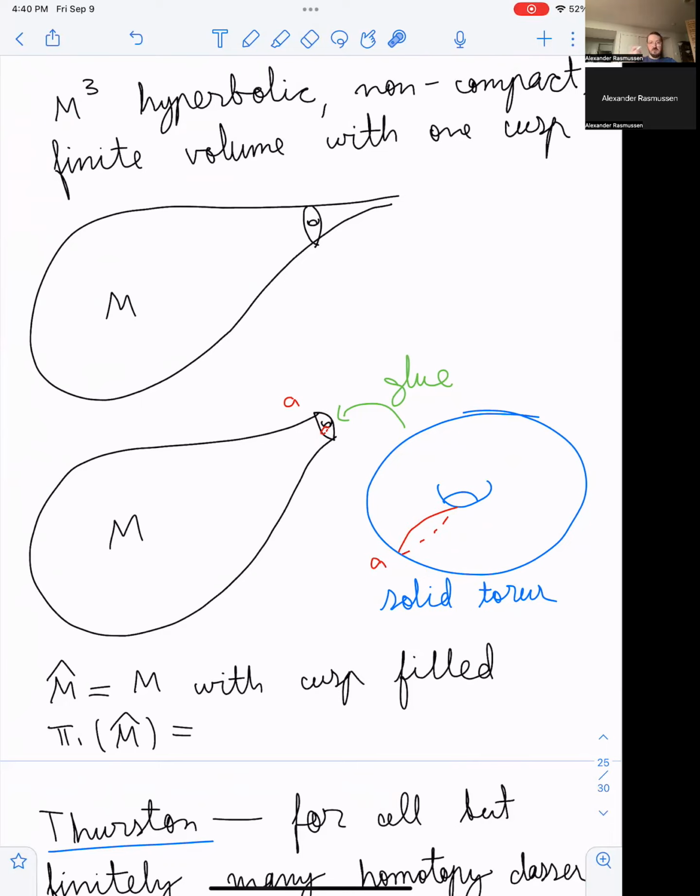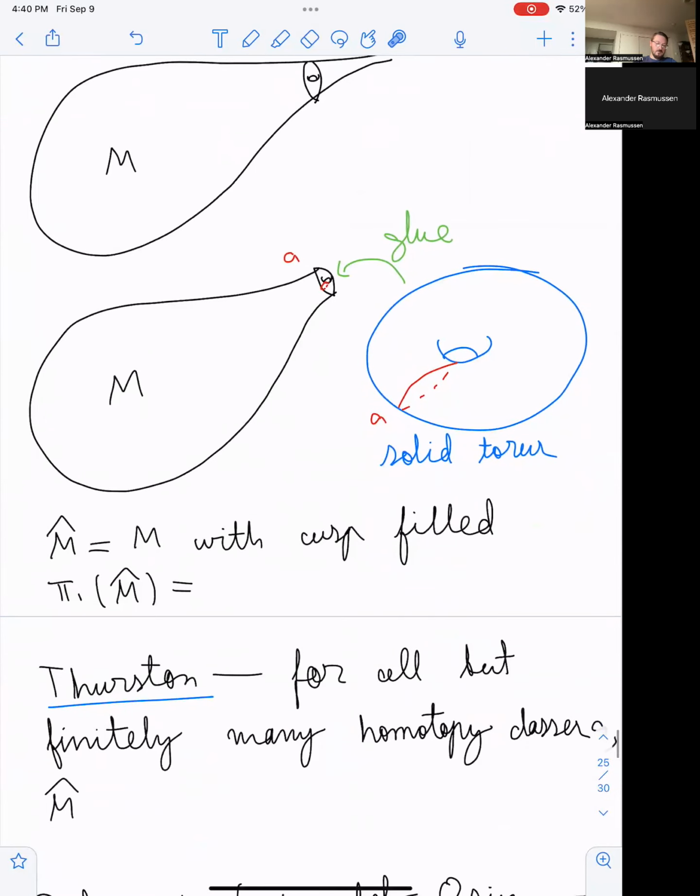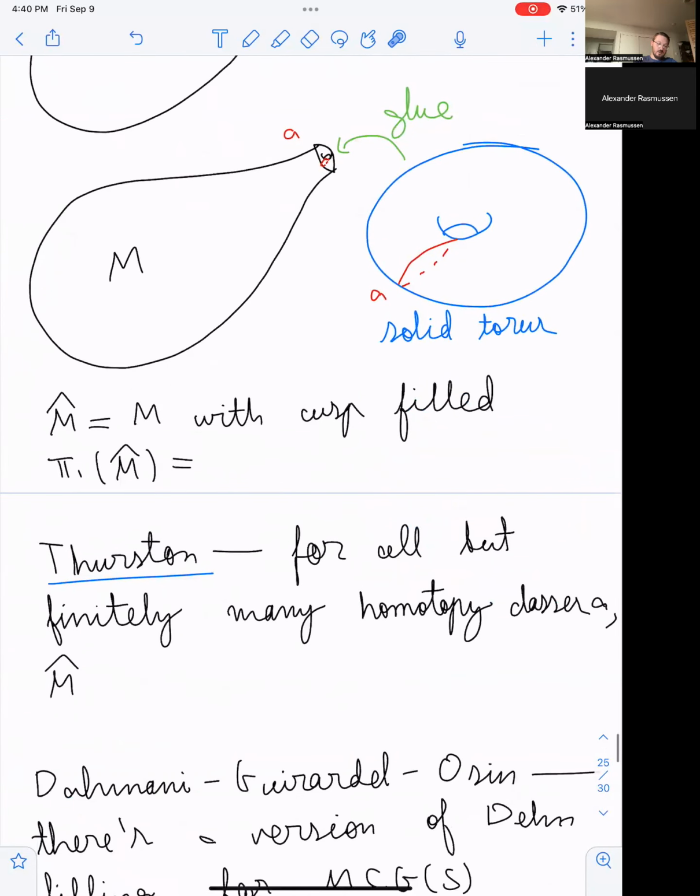And what's going on to the fundamental group algebraically? Well, we have this free homotopy class A, and when we glue on the solid torus, we're killing it off because now it bounds a disk. So the fundamental group of M hat is actually the fundamental group of M modulo the normal subgroup generated by A. So these filled manifolds are quotients algebraically.